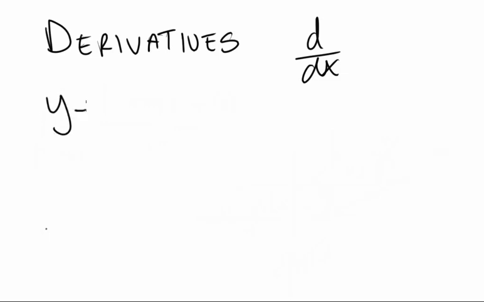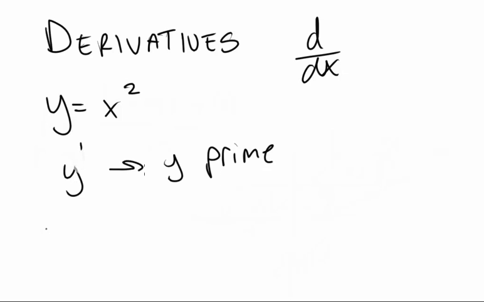If we're dealing with a function like, I don't know, y equals x squared, and I want to say, hey, calculate the derivative of this function, one thing you can do is say calculate y prime. It's a tick mark, an apostrophe. So this is called y prime, and that just means find the derivative. That's all it means. It's a lot easier to say y prime.